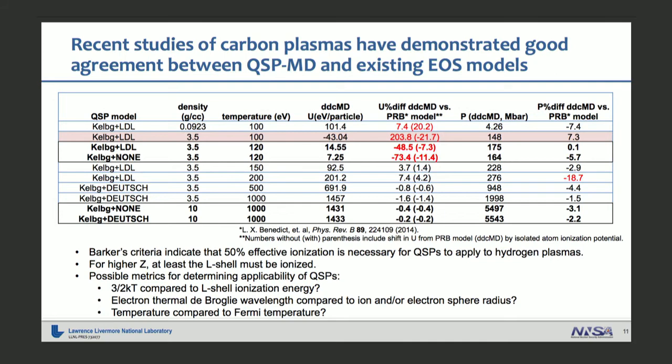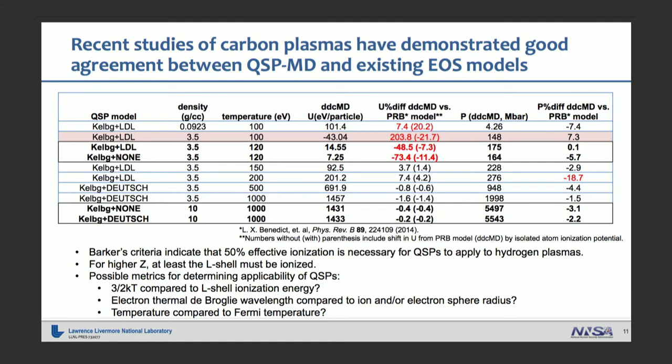The thing that I found interesting was that, looking at a broad range of conditions for the 3.5 isochore going from 100 eV up to 1000 eV, and then looking at the 10 grams per cc isochore at 1000 eV, the differences in pressure really are less than 10% in most instances.